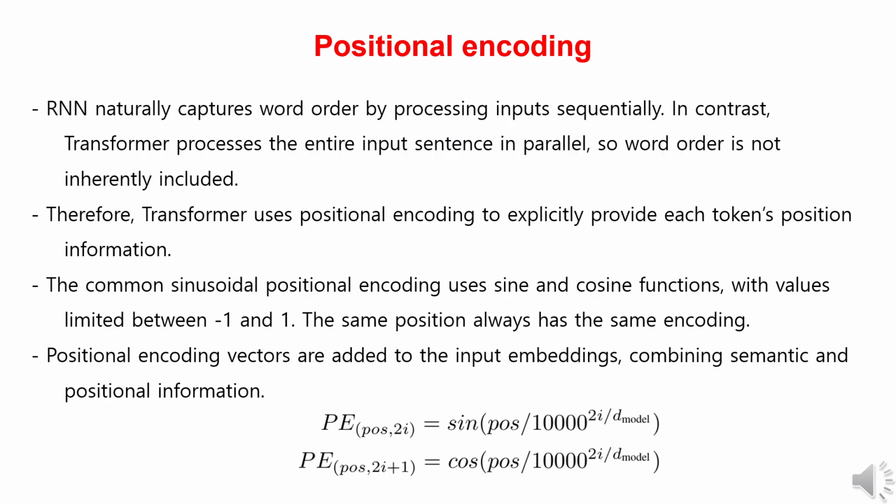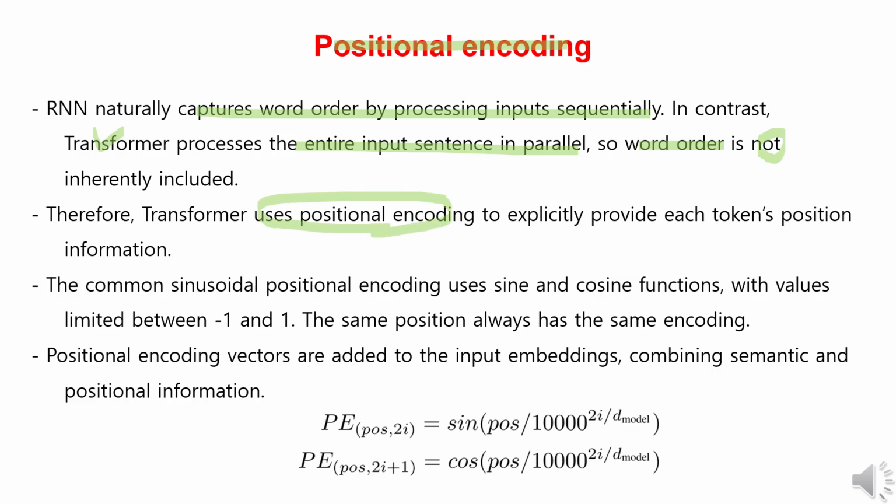Now let's look at positional encoding. In traditional RNN-based models, inputs are processed sequentially, so information about word order is naturally captured by the model's structure. In contrast, the transformer processes the entire sentence in parallel, which means that the input embeddings themselves do not contain any information about word order. To address this, the transformer explicitly provides positional information for each word using positional encoding.